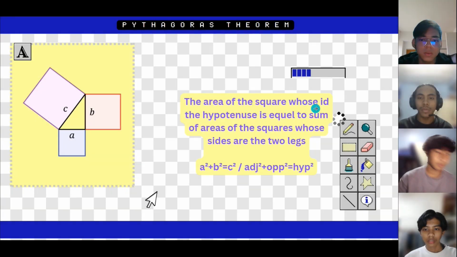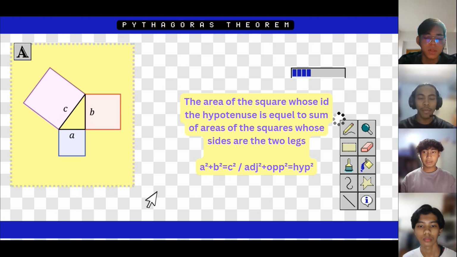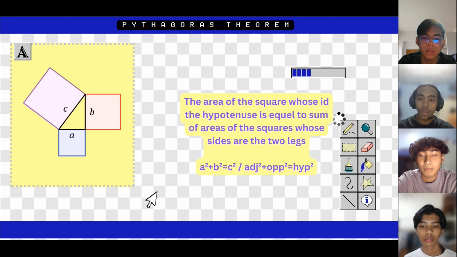The area of the square whose side is the hypotenuse is equal to the sum of the areas of the squares whose sides are the two legs. A squared plus B squared equals C squared, or adjacent squared plus opposite squared equals hypotenuse squared.